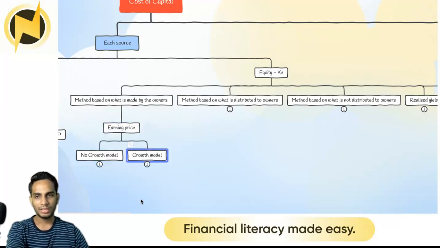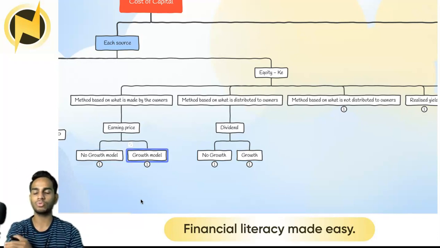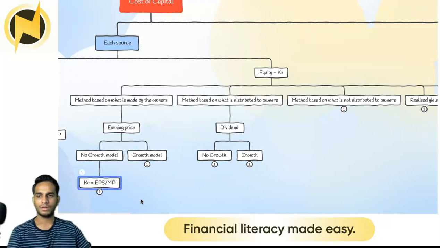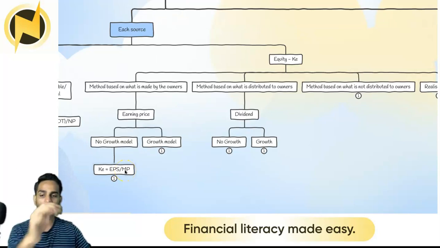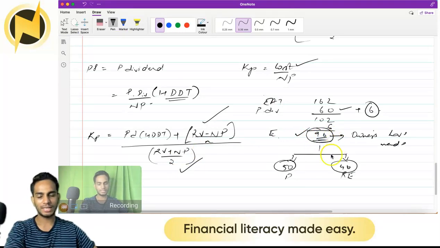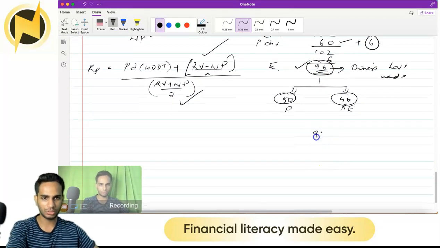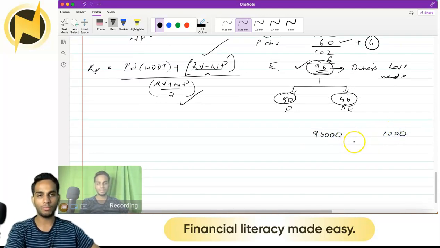Here and here we have two particular methods of finding cost of capital. Method number one, no growth model. Method number two, growth model. Same for dividend as well. For the no growth model, simple: cost of equity equals EPS, the earnings per share, divided by market price. Say the earnings are 96,000 and they have 1,000 shares. So the earning made by one share is 96,000 divided by 1,000, that is 96.